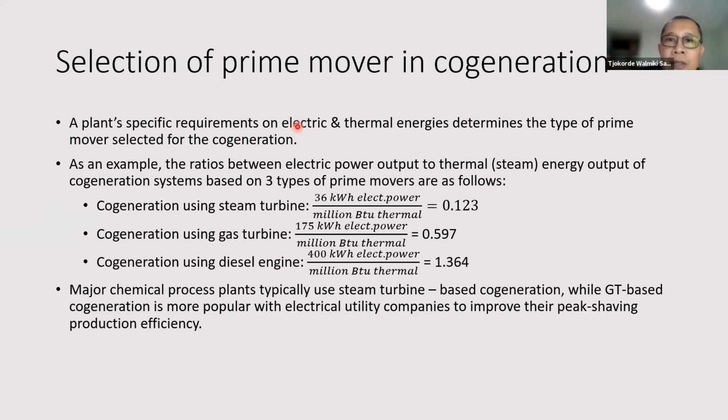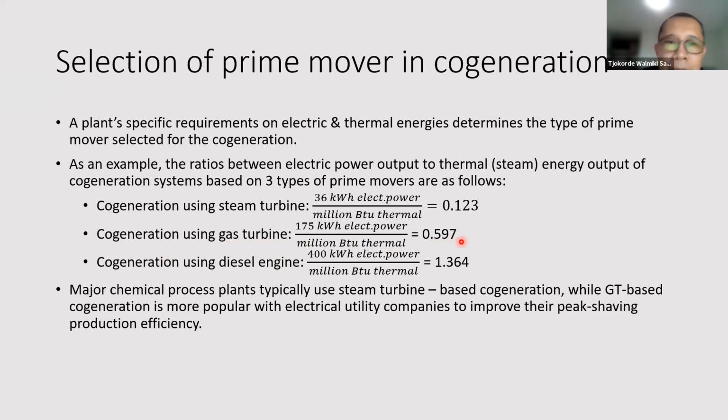Now let's take a look at some examples. Again, I should warn you that these numbers are just examples to show you the point. Now as an example, the ratios between electric power output to thermal energy output, meaning steam production rate, steam energy output of cogeneration systems based on 3 types of prime movers are as follows. So cogeneration using steam turbine, the ratio between electric power output to steam energy output is in the order of 0.1, meaning this is more suitable when the chemical plant requires more heating energy compared to electric energy. The second one, cogeneration using gas turbine, the ratio is 0.597.